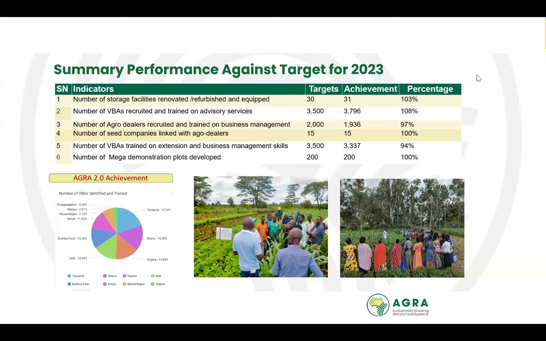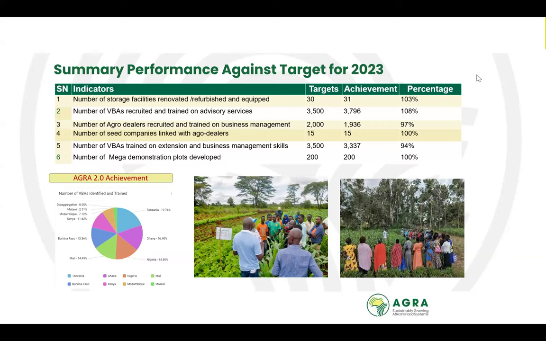But very important, I just want to recognize the importance of AGRA. On the left down, in terms of AGRA 2.0 achievement, this is a summary of people who were recruited and trained in different countries. You see that Tanzania is leading with 19.74%, followed by Ghana, Nigeria, and also Mali. So Tanzania is trying its best to reduce the extension gap, particularly through recruitment of more VBA, but also supporting partnership with other development partners and the private sector.